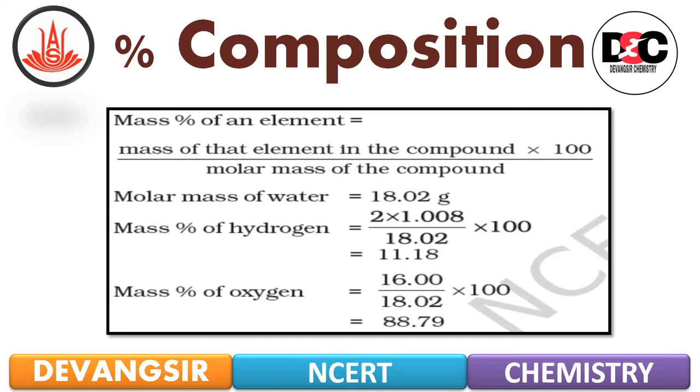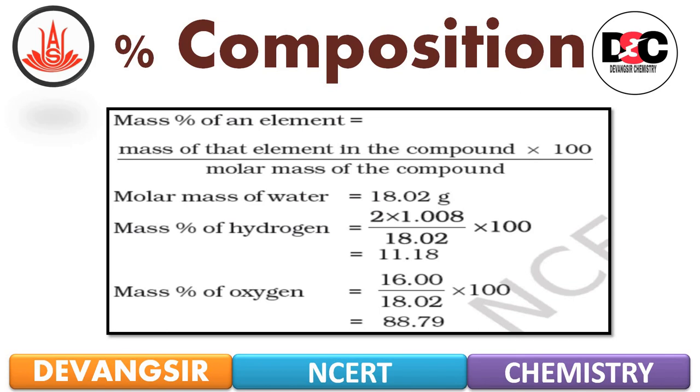The mass percentage of an element is equal to the mass of the element in the compound upon the molar mass of the compound, multiplied by 100. We have to find the percentage. Now the molar mass of water, we are already aware, is 18.02 grams; you can take it as 18 also.